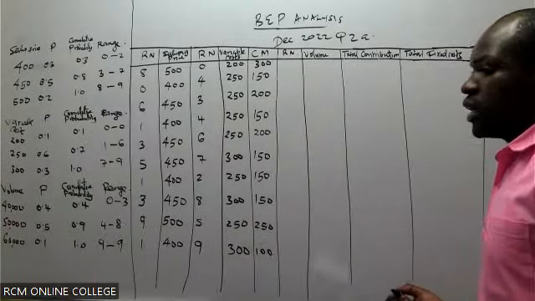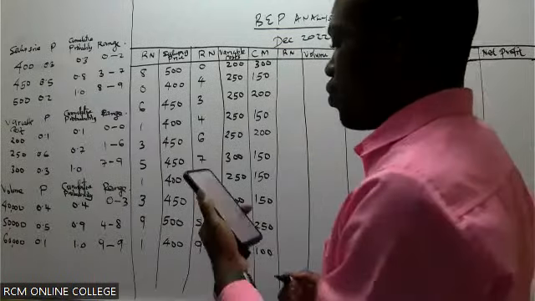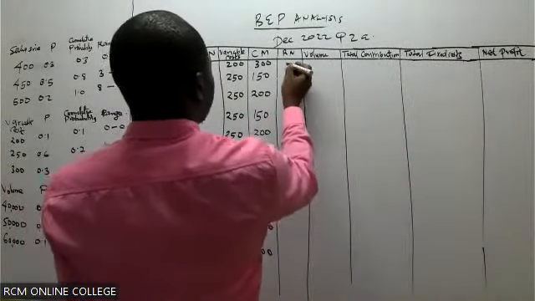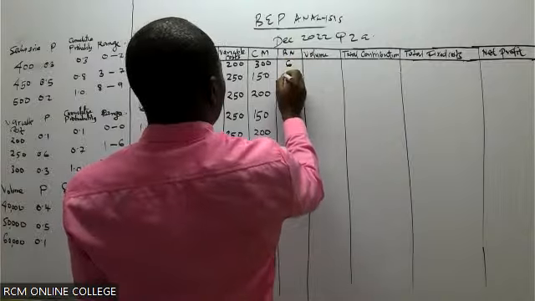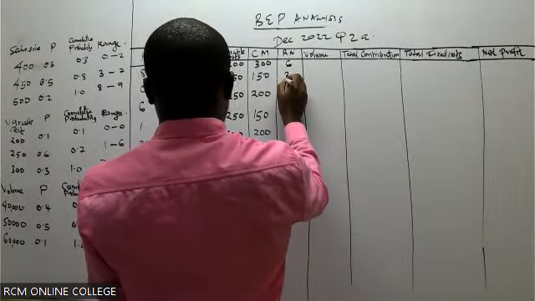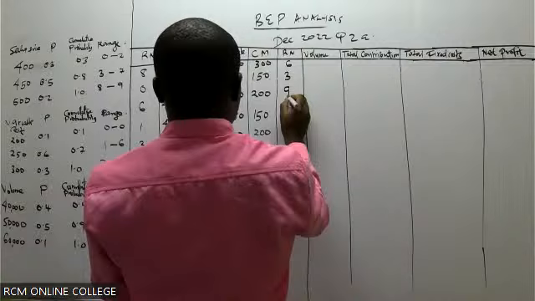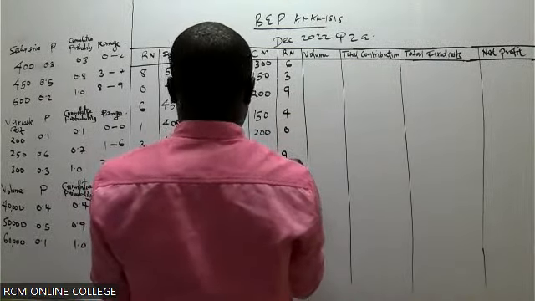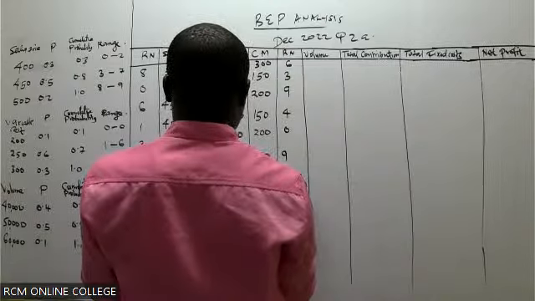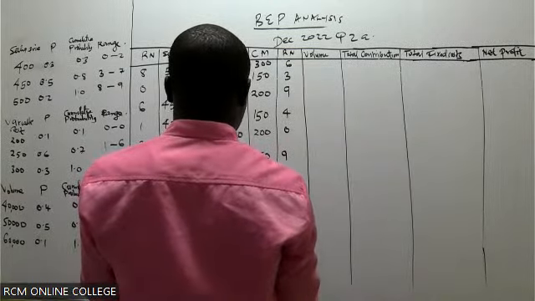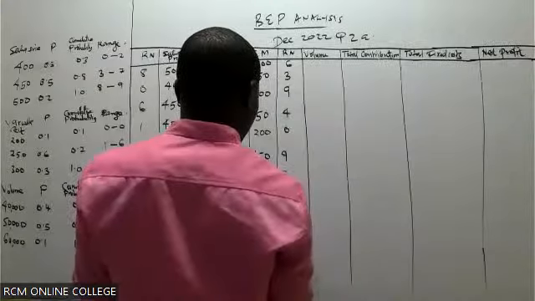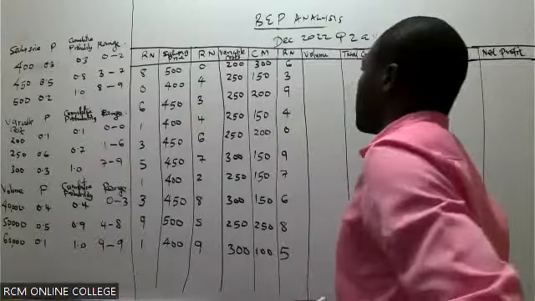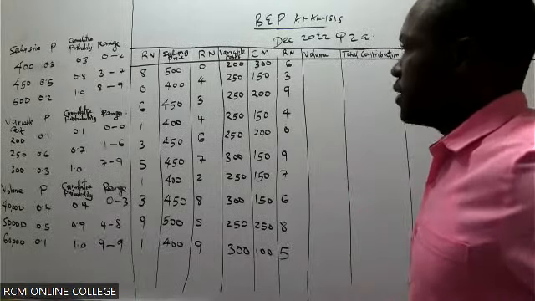Good. Let's go to the random numbers for the volume or quantity. So the random numbers for volume or quantity will be 6, 3, 9, 4, 0, 9, 7, 6, 8, 5. Good. So let's look at the volume or quantity.